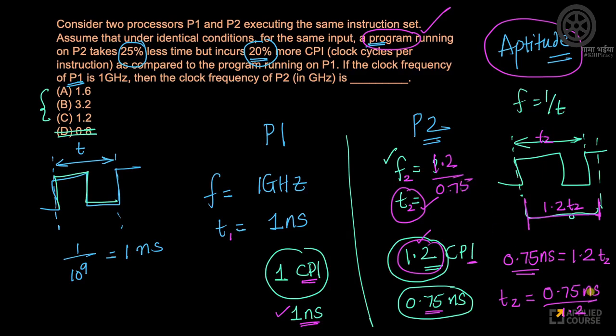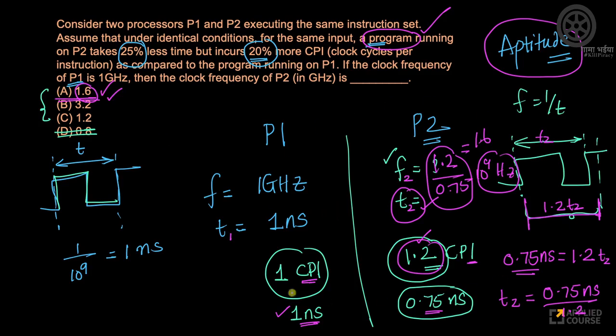1 by nanoseconds is what? 10 power 9, because nano is 10 power minus 9. So these many hertz, and 10 power 9 hertz is gigahertz. 1.2 by 0.75, what is this? This will come to 1.6. So this will become 1.6 gigahertz. The answer here is A.